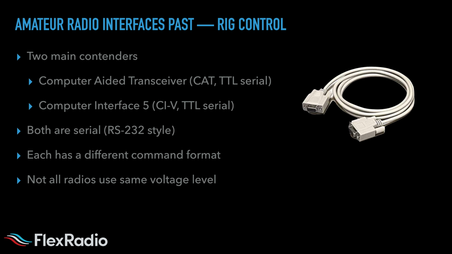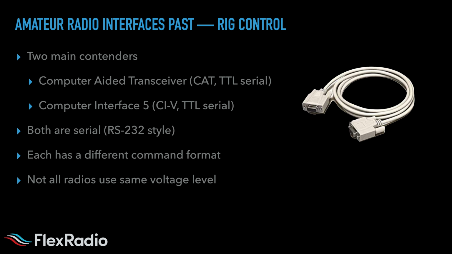Okay, so let's look at some of the interfaces of the past and what they were used for. From a control standpoint, rig control, the two main ones that I see more often than anything are CAT and CI-V. CAT is the most popular and is supported by most radios. It's a text-like interface that goes over a standard RS-232 style serial cable. Each of the radios, though, that uses CAT has slightly different command formats. So if you're using one manufacturer or another of radio, you might have different sets of CAT commands.